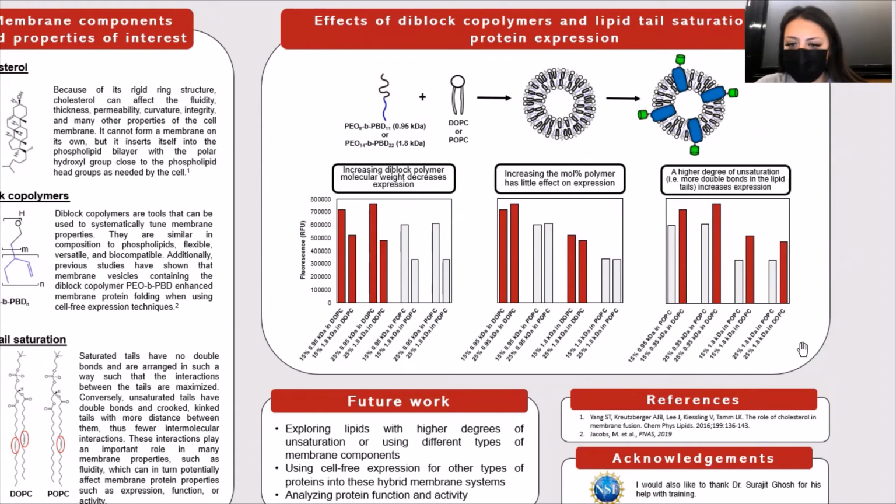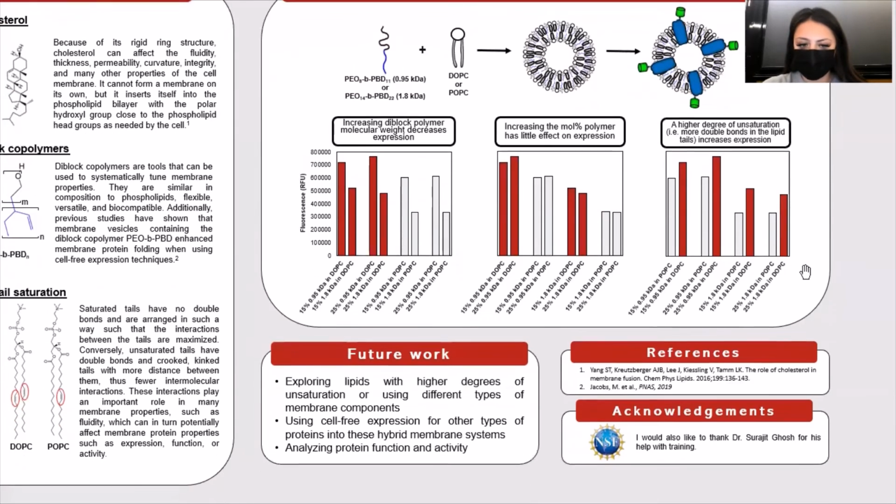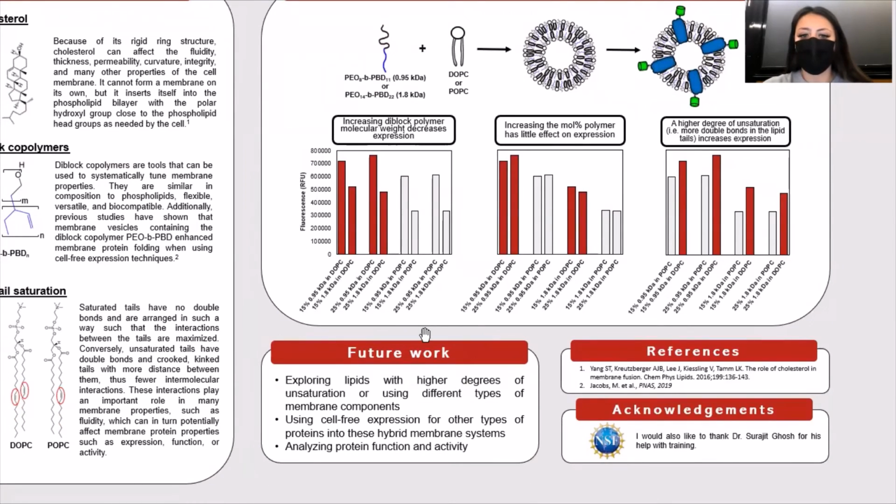On the x-axis, at 15% of the short polymer, the only difference is the lipid type. Between POPC and DOPC, DOPC having more double bonds, we saw an increase in expression. Whether it's 15 or 25% of the long or the short polymer, DOPC consistently had higher expression. So for future work, we can use lipids with higher degrees of unsaturation, different types of membrane components, other protein targets, and then we can move on to analyzing protein function and activity.